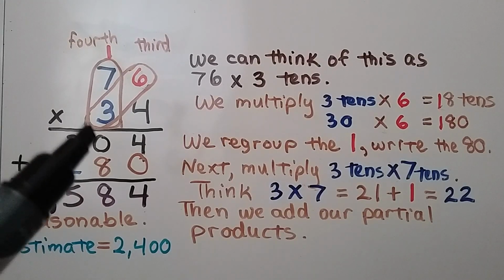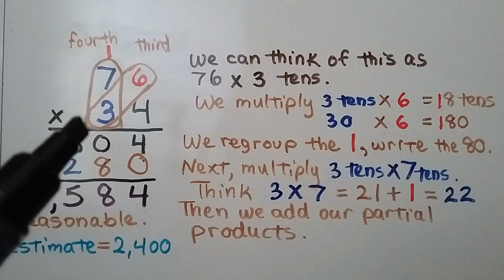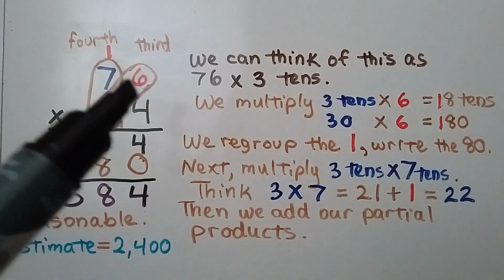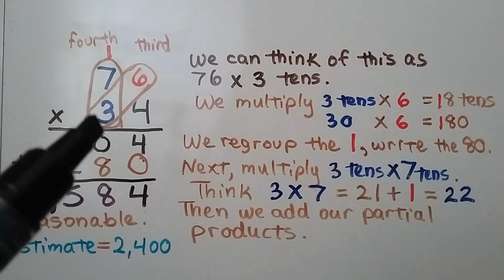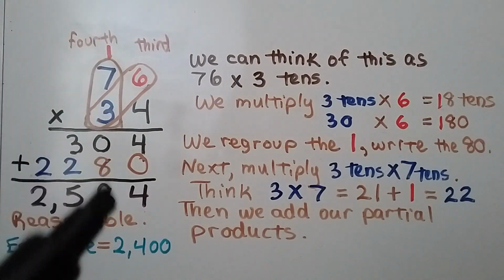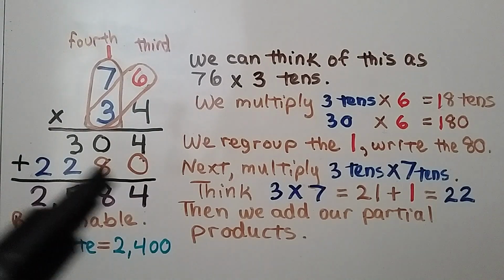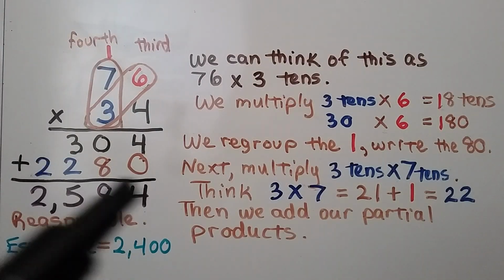Now we're going to be multiplying this 3 that's in the tens place to the 76. So we can think of this as 76 times 3 tens. We multiply 3 tens times 6, which is 18 tens. And this is a 30, isn't it? So it's like 3 tens is 30, so it's like 30 times 6, which is equal to 180. We write the 1 up here, and we write the 80 down here. We regroup the 1 and write the 80 down here.